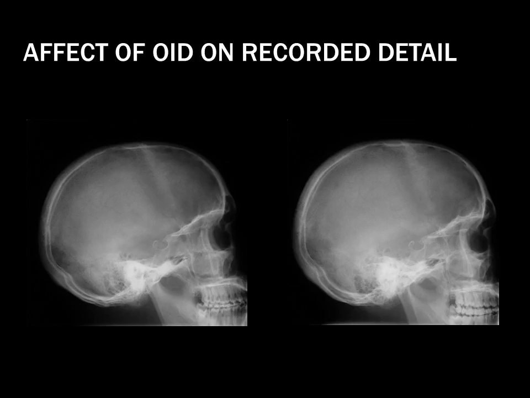This is showing you the differences in image quality. The image to your left is a 7 centimeter OID. The image to your right is a 14 OID. Both are at 80 kVp and both are at 10 mAs.